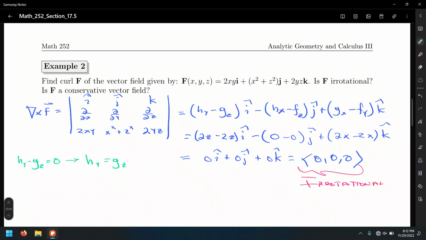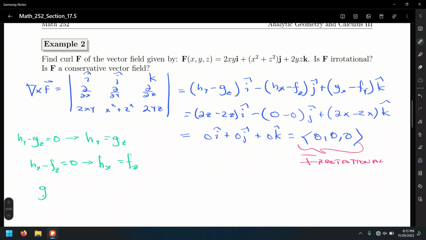Second, h_x minus f_z. That also gave us a 0, which implies h_x equals f_z. Isn't that the second condition? And last but not least, g_x minus f_y also gave us a 0 here, which implies that g_x equals f_y. And it's a third, well, essentially the reverse, right?